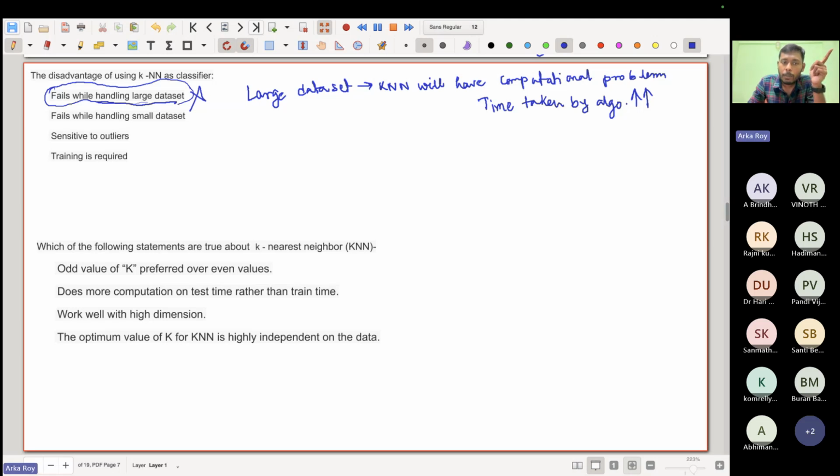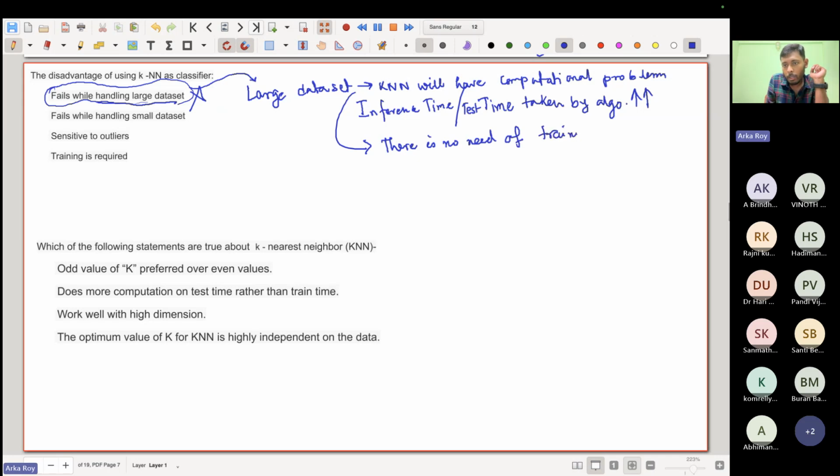It would have been correct if they had given the reasoning like this: for larger data sets, KNN takes a larger amount of computational time, or inference time, or test time. So you can see all these other terms as well: inference time or test time. In case of KNN, let me just write another statement. In case of KNN, there is no need of training. And why is there no need of training? Because this particular technique has no parameters, because this is a non-parametric method.